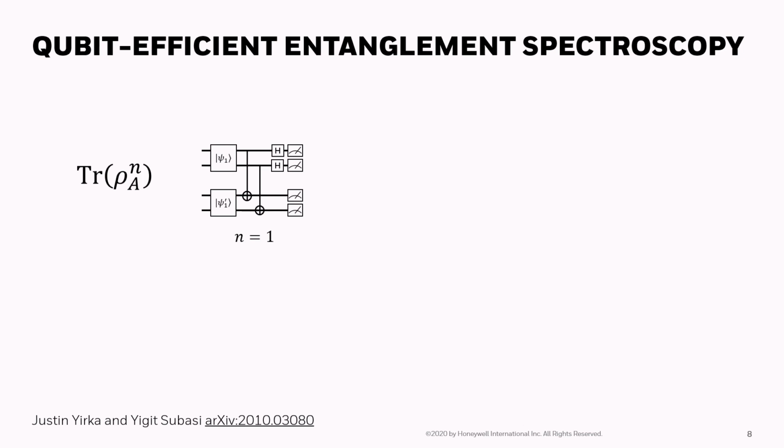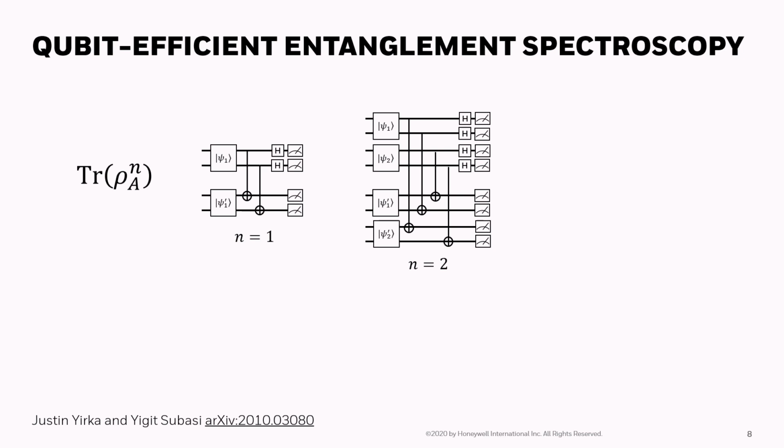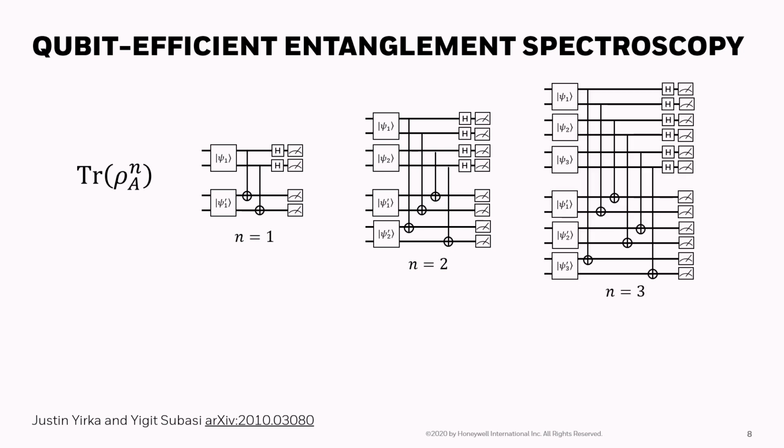But that's just n equals 1. If you want to get higher orders of this density matrix to get more information about your entanglement entropy, you need more copies of your state to get that additional information. So with n equals 2, you need 4 copies of your quantum state. And with n equals 3, you would now need 6 copies of your quantum state. And it continues to increase as n increases.